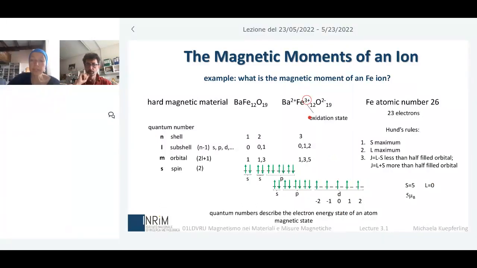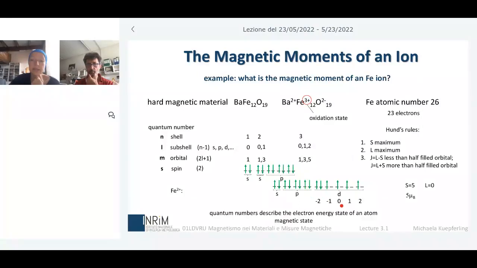So what we have in this 3+ ion of iron, we have 5 elementary Bohr magnetons, so 5 mu Bohr, the magnetic moment of one single ion. If, for example, the oxidation state would be different, let's take a 2+ oxidation state, which is not the case here in this oxide, this ferrite, but in other ferrites you also find this 2+ state.